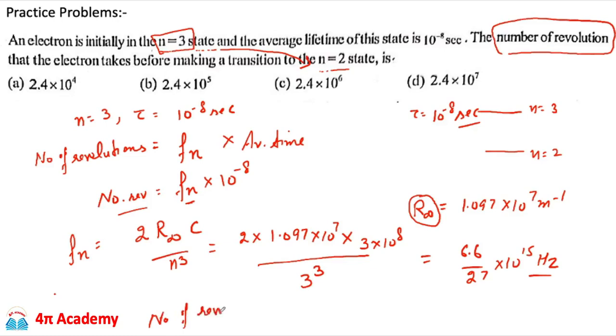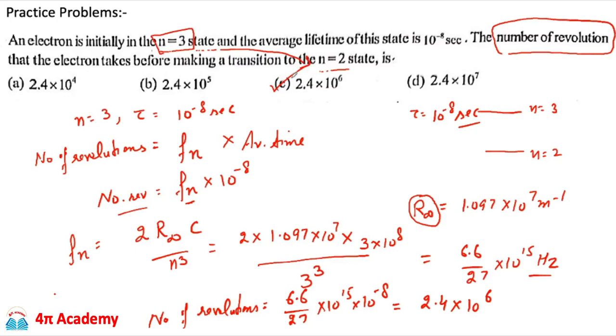Number of revolutions, that is Fn 6.6 over 27 into 10 raised to power 15 into 10 raised to power minus 8, and it comes out to be 2.4 into 10 raised to power 6. So our right option is option C. So similarly you can solve other questions.